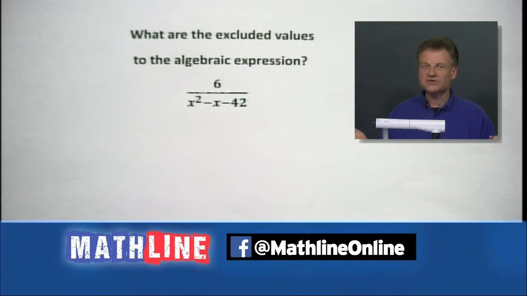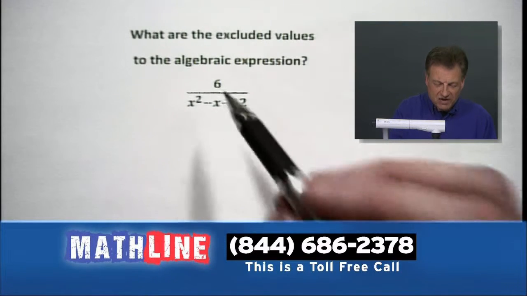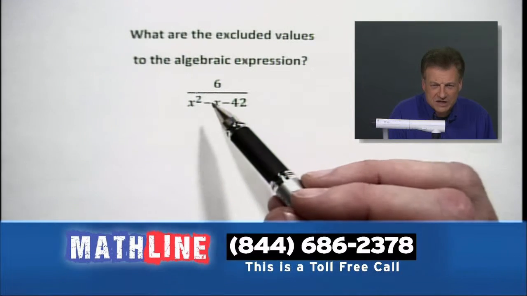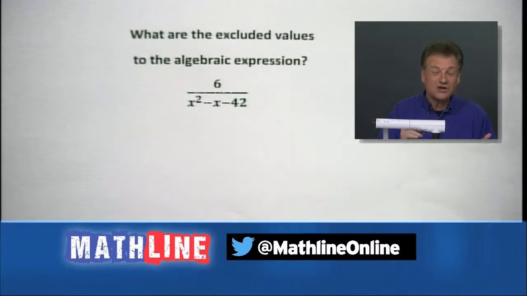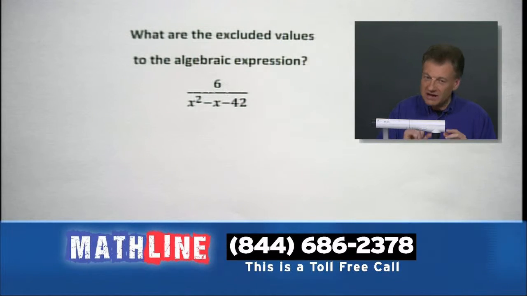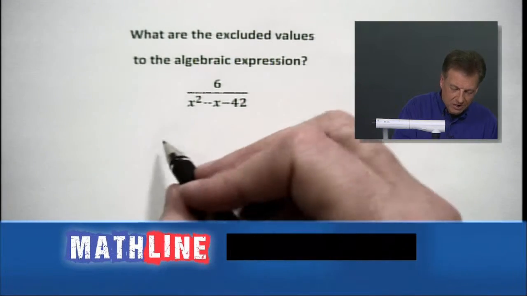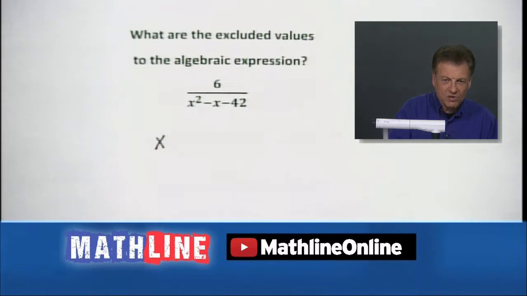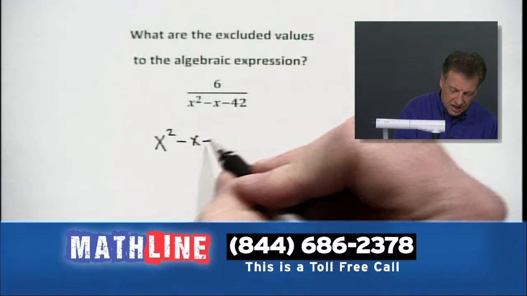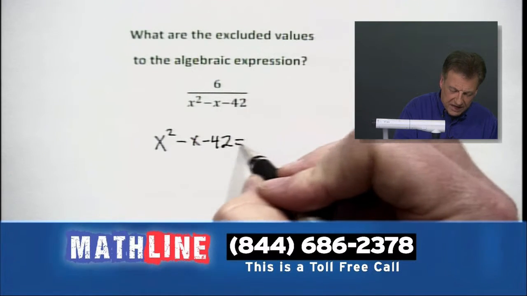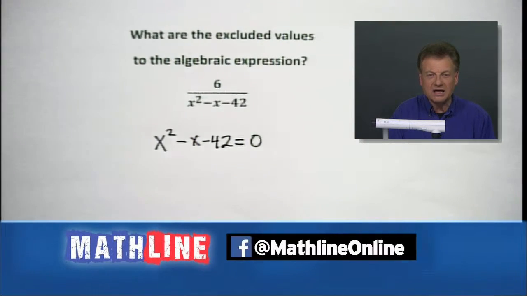You go, oh my goodness, a 0. Well, what's so bad about a 0? If you've ever tried to divide 6 by 0, you have problems because it won't happen. It doesn't fly. You cannot divide by 0. You can have a 0 in the numerator, but you can't have it in the denominator. So here's the problem. We want to look for the values. As she said, we're going to exclude, all right? We're going to exclude for x squared minus x minus 42. We're going to let that equal 0, all right?